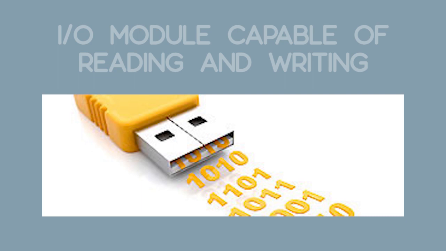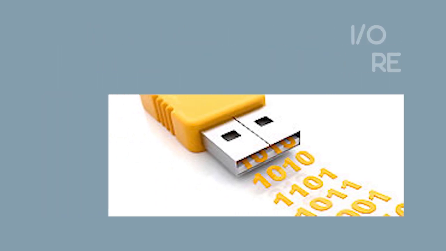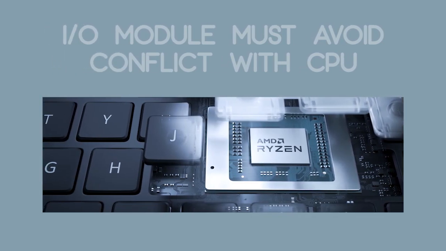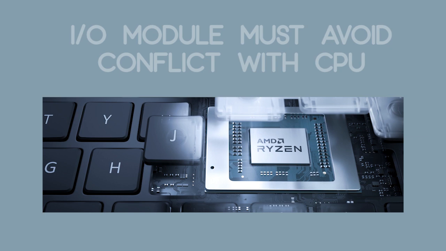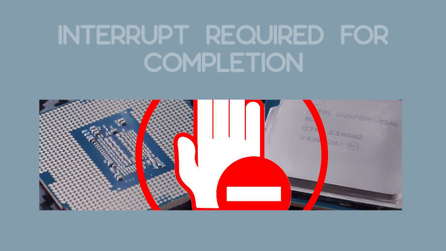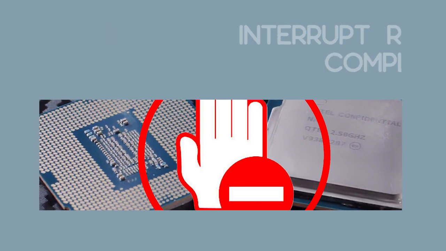To be specific, the I/O module must be capable of reading and writing to the memory data register and loading the memory address register. The third condition is that conflict between the CPU and the I/O module must be avoided by any means. Memory can only be used by one device at a time. The last condition is that an interrupt is required for completion. This is because the CPU is interrupted to handle the cleanup after the direct memory access transfer.